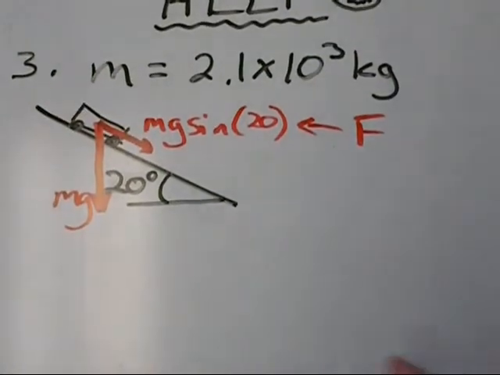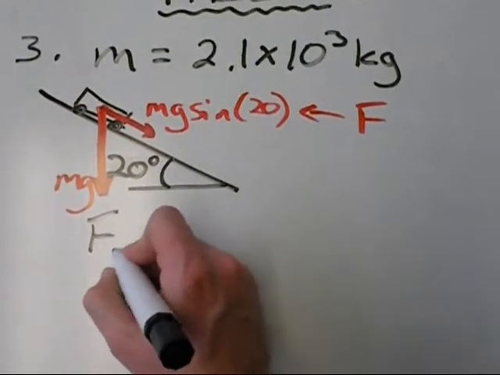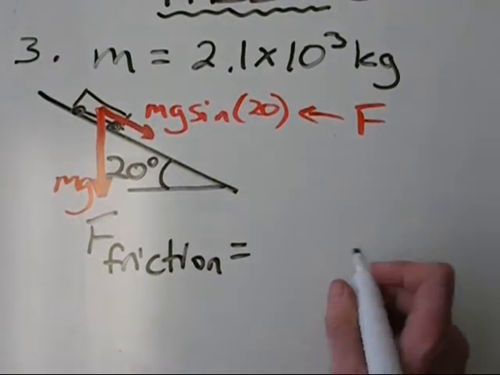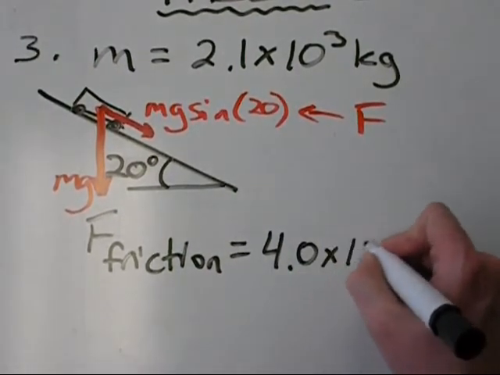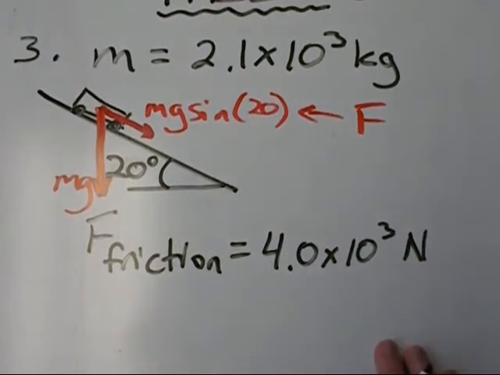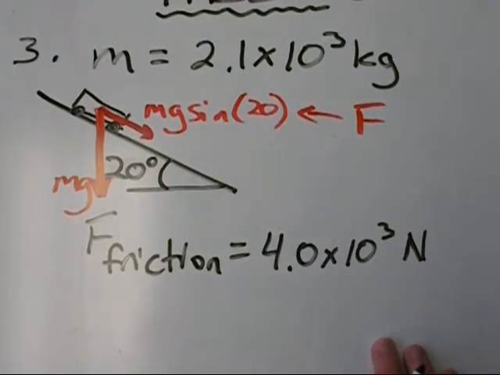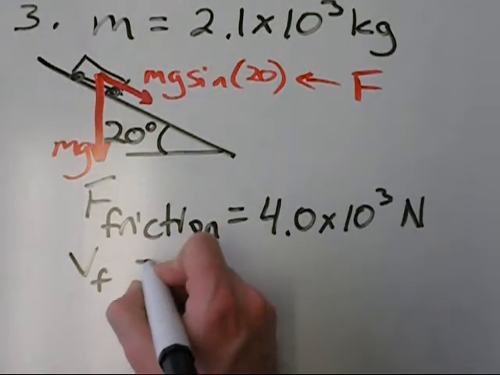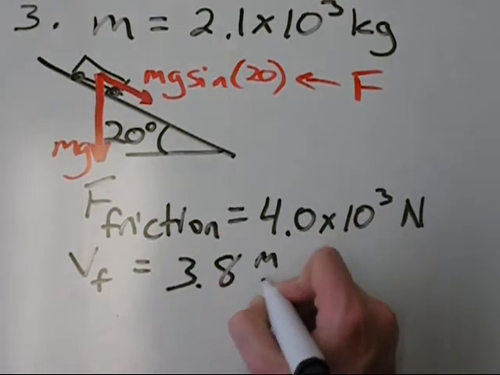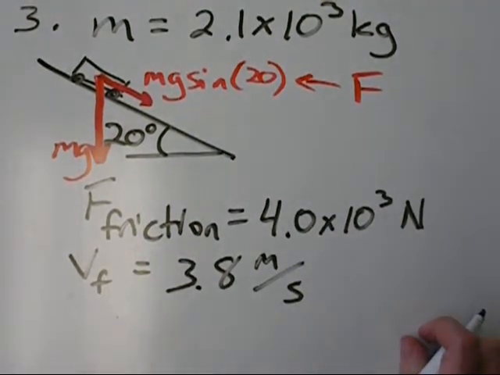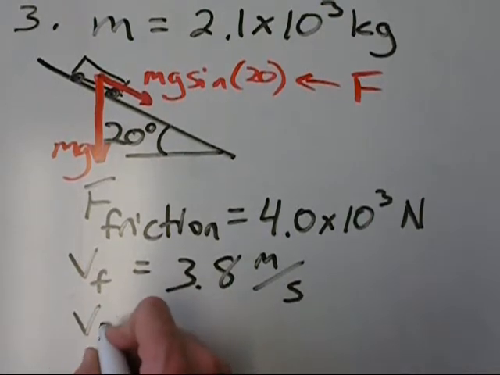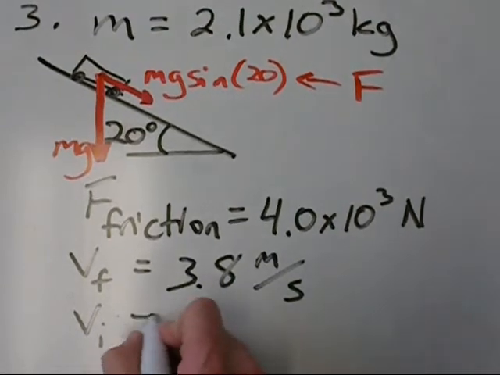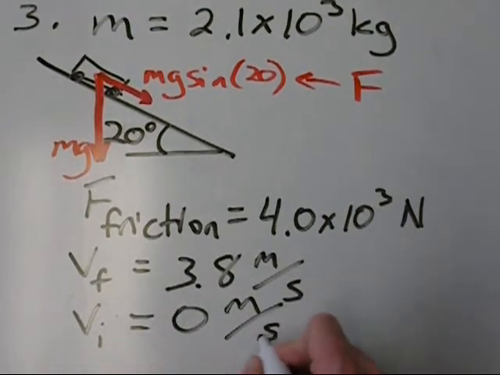Okay, so more information that they give us is that there's a force of friction. They tell us that that is 4.0 times 10 to the 3 newtons. They also tell us that the speed at the end will be 3.8 meters per second. I think it says in the problem that the car starts at rest, so V initial is 0 meters per second.